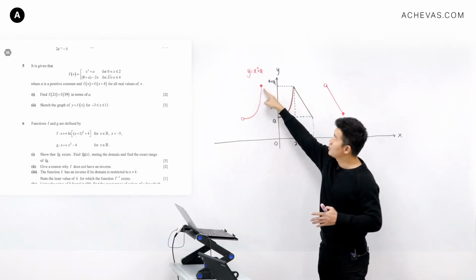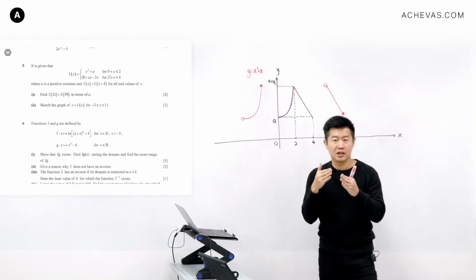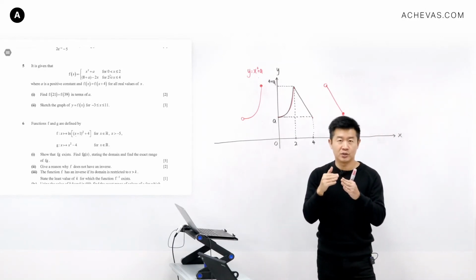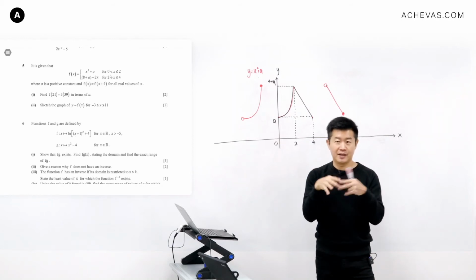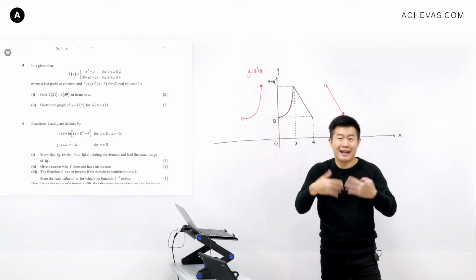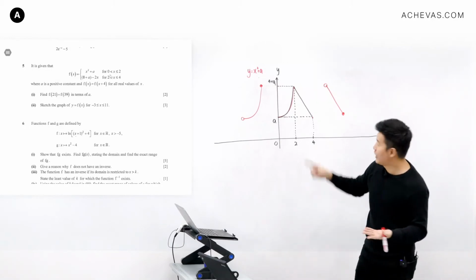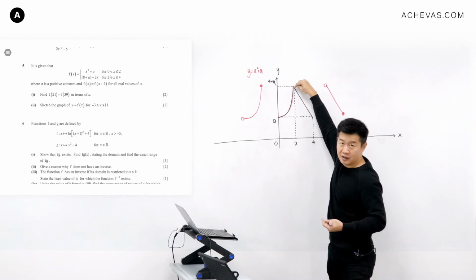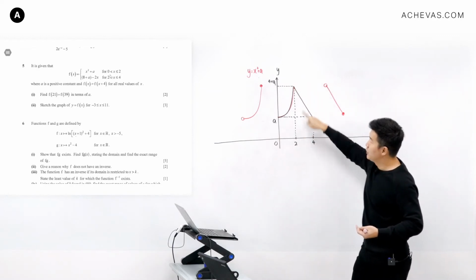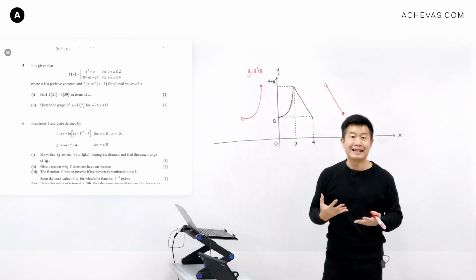But here is where the solid dot intersects the hollow dot. What should I do? When a solid dot intersects a hollow dot at exactly the same place, it becomes a solid dot because it has to have an output. And the output is 4 plus a. If we were to put a hollow dot here, it means that when x is equal to 2, the function is undefined.